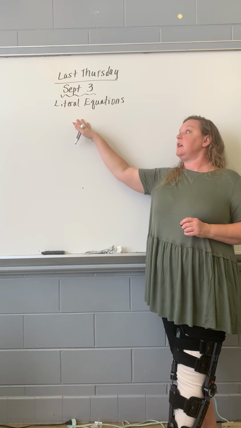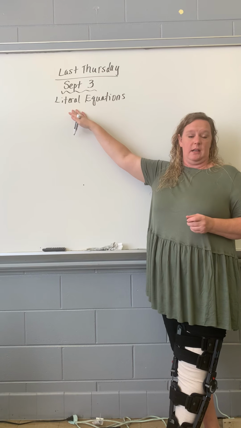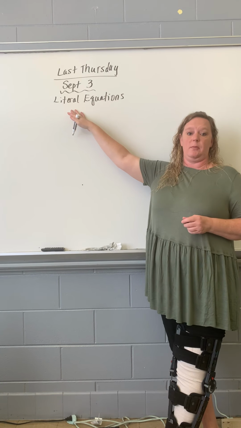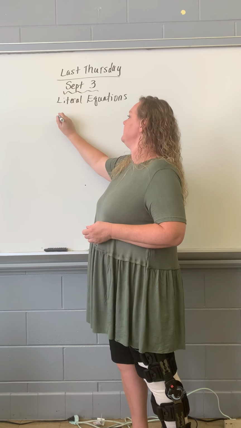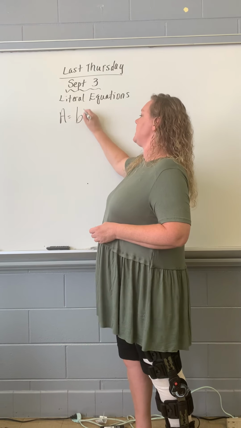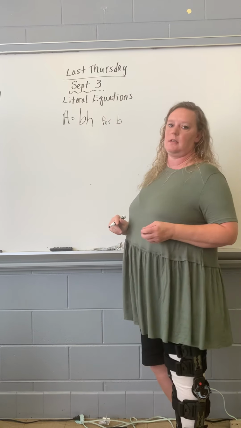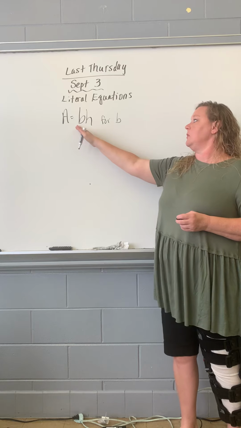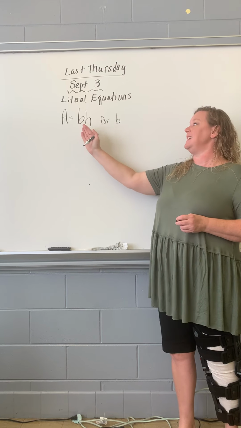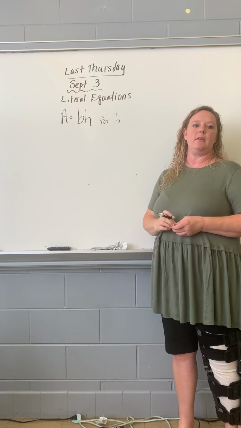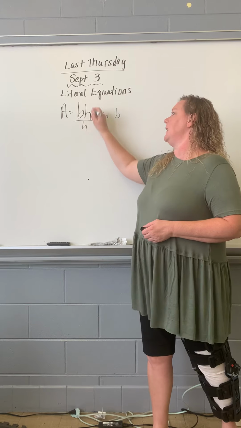When solving a literal equation, you're solving it for one letter, but it's got many letters in it. But you're still going to do it the same way that you would a regular equation. So if I have something that looks like area is equal to base times height, and it says solve this for the base, then you want to undo what's been done to that letter they're telling you. So this says b times h, and to get rid of a times, we would divide. So I'm going to divide both sides by h.